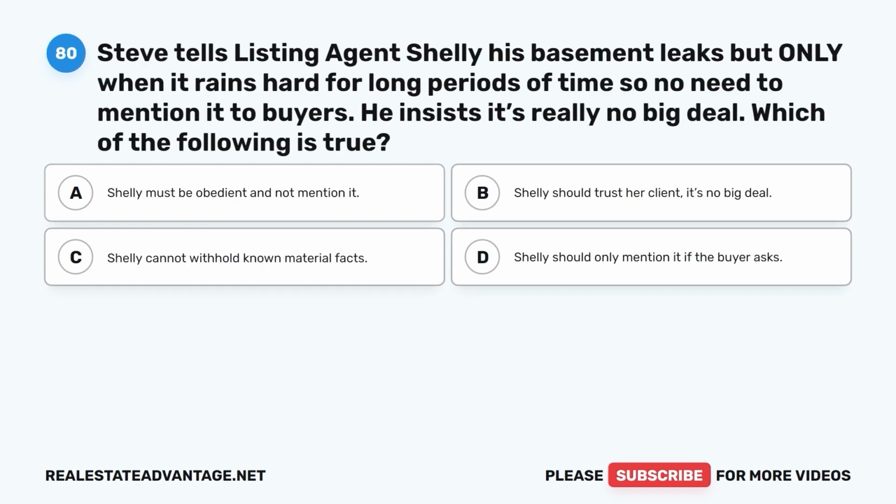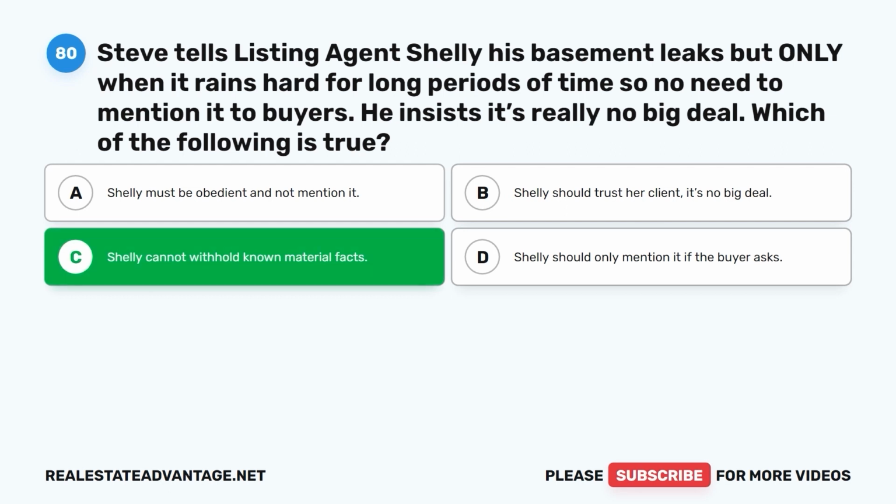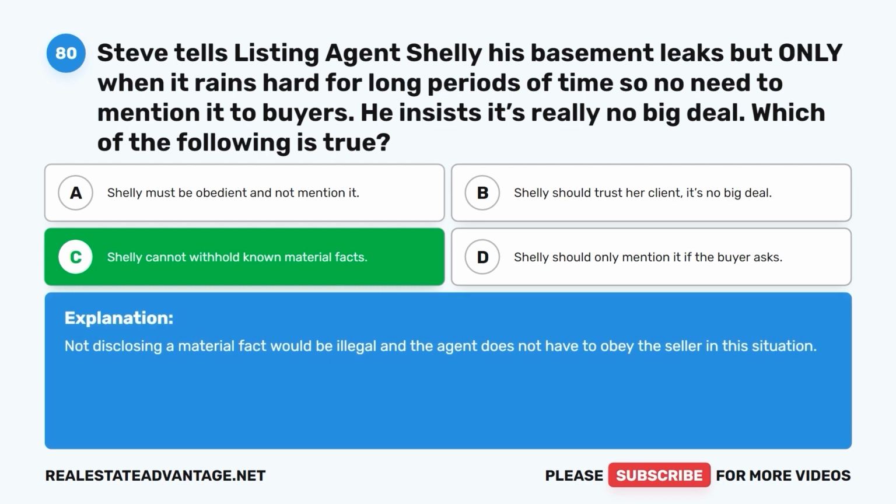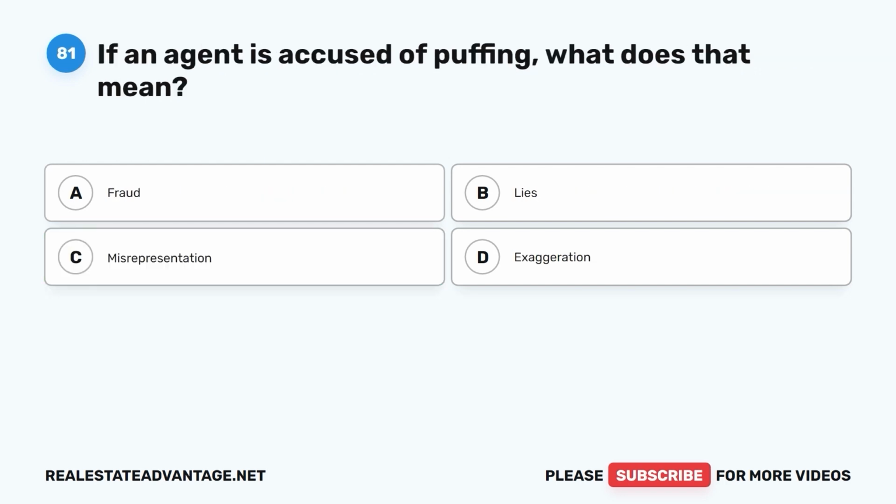Question 80. Steve tells listing agent Shelley his basement leaks, but only when it rains hard for long periods of time, so no need to mention it to buyers. He insists it's really no big deal. Which of the following is true? A. Shelley must be obedient and not mention it. B. Shelley should trust her client. It's no big deal. C. Shelley cannot withhold known material facts. D. Shelley should only mention it if the buyer asks. The correct answer is C. Shelley cannot withhold known material facts. Not disclosing a material fact would be illegal, and the agent does not have to obey the seller in this situation.